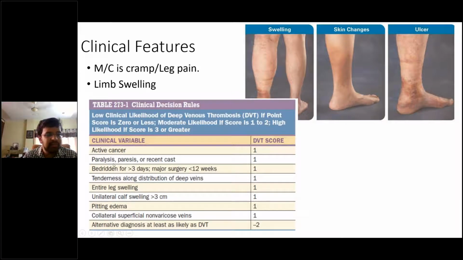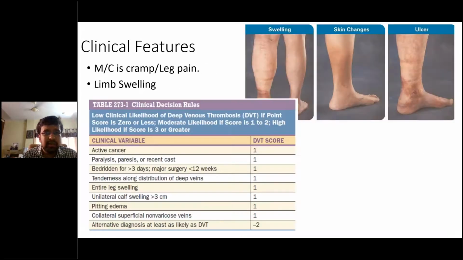So the clinical variables are nothing but the risk factors for DVT like active cancer, paralysis, paresis, recent cast, the patient being bedridden for more than 3 days, major surgery less than 12 weeks ago, tenderness along the distribution of deep veins, entire leg swelling, unilateral calf swelling, pitting edema, collateral superficial varicose veins, and alternative diagnosis at least as likely as DVT. So if there is an alternative diagnosis which is at least as likely as DVT, we give a score of -2. We add up all the scores, and if it is 3 or greater, it is very likely that the patient has DVT.